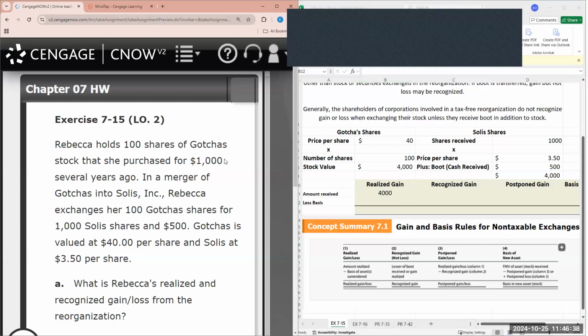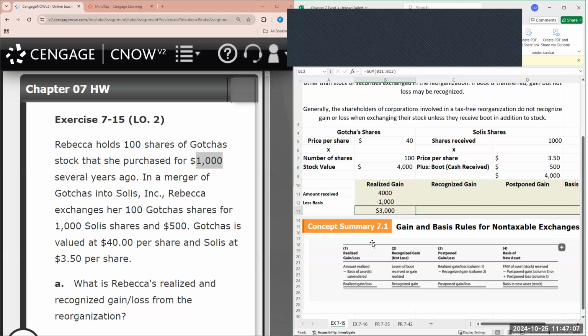And it lets us know here that her basis in the Gotcha stock was 1,000. So we subtract her basis. She received 4,000. Again, the 1,000 shares of Solus times $3.50 per share gives us 3,500, plus the boot, the cash received of 500. So the amount received less the basis, which was given, gives a realized gain of 3,000, right?